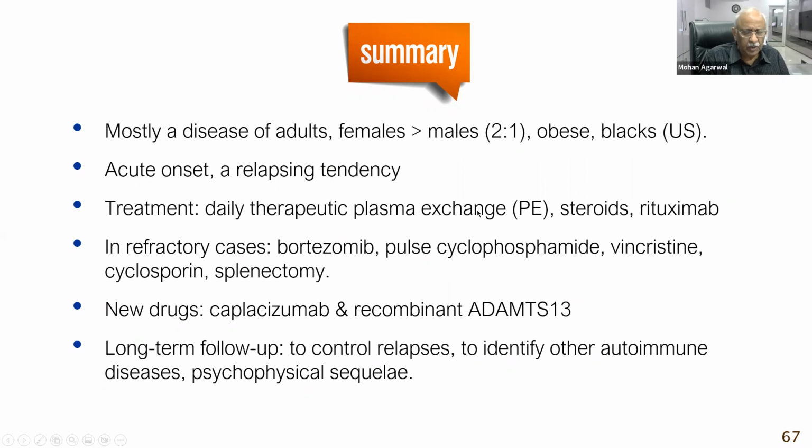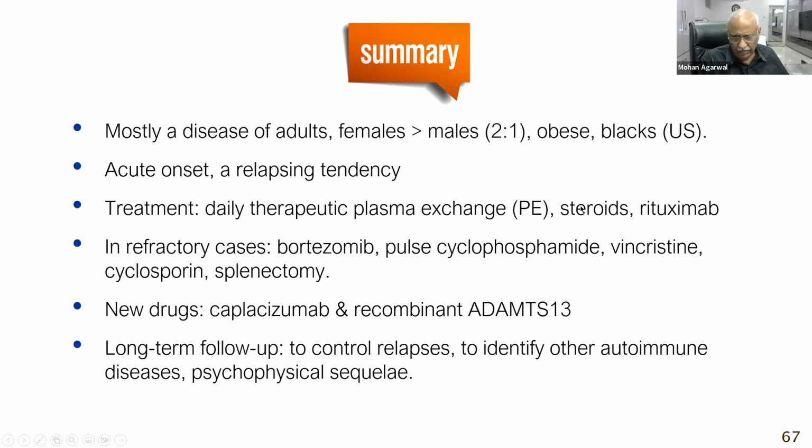Treatment is daily therapeutic plasma exchange for a minimum of 5 days and sometimes 10-15 days. The end point is that the platelet count is normal for 2 consecutive days and the LDH is normal for 2 consecutive days. Then you stop plasma exchange and keep monitoring these tests twice a week. If platelet is dropping again or LDH is rising again, you again restart the plasma exchange. Sometimes we have gone on doing this even for 6 months.